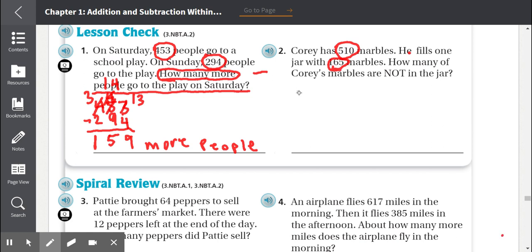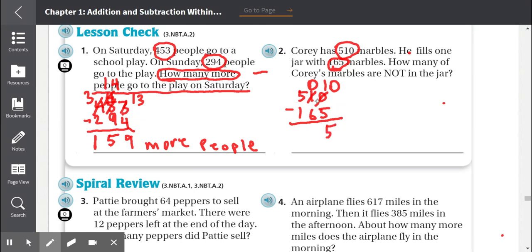So we have 510 minus 165. So let's begin by subtracting from the ones place. We have 0 minus 5, and we can't do 0 minus 5. So now we have to borrow. We borrow from this 1. We borrow from the tens place. 1, we take away the 1. Now this becomes a 0. And now this 0 becomes a 10. Now 10 minus 5 is 5.